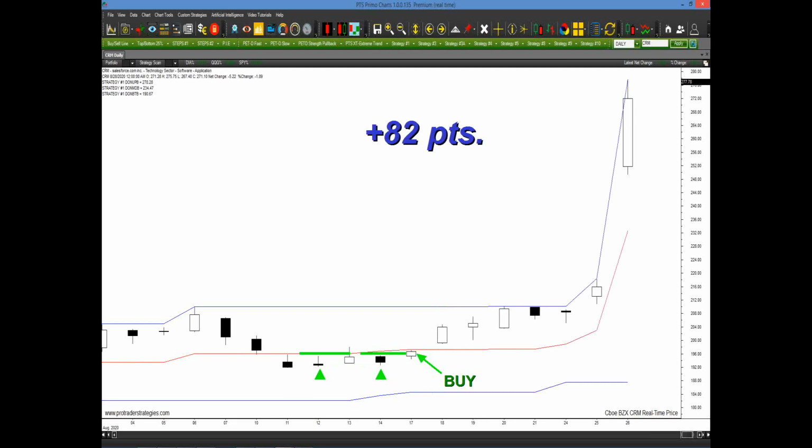So obviously, there's some reason why CRM went up here at the end of August. We have no idea. And someone would say, well, how did you know to buy it? Well, because the market was telling us. All we had to do was apply these simple entry rules, and you could have gotten in well in advance of that nice jump.